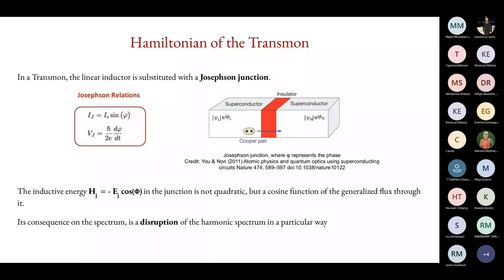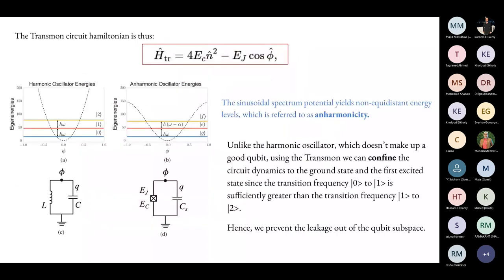But what we need to really focus on is that there is a really big difference between the inductive energy that is given by a linear inductor and by a Josephson junction. And the interesting thing is that this difference between the two inductive energies will have a considerable consequence, which is a disruption of the harmonic spectrum in a very particular way. So we don't have that spectrum that actually gives us equidistant energy levels within the harmonic oscillator, but now there is a big difference in the spectrum of the two circuits, which would actually have the advantage of changing the frequency that we need in order to go from a low energy level to the higher one.